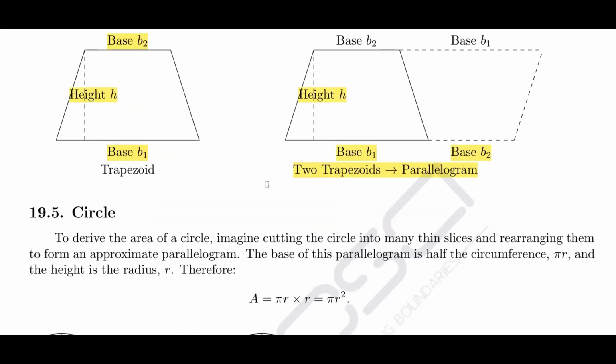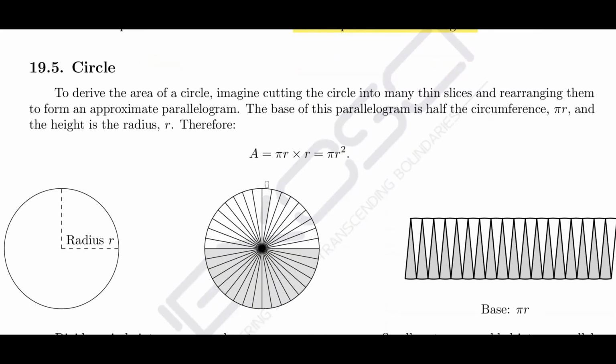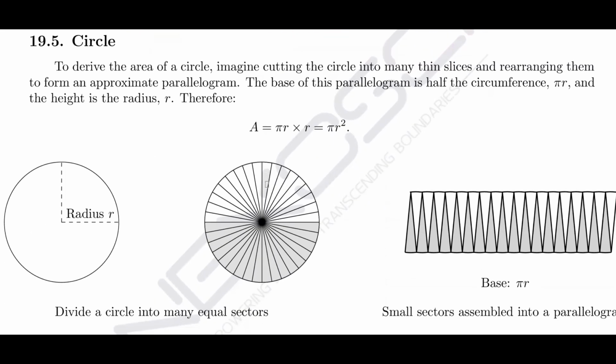Finally, let's talk about the circle. This one is a little different. First, we need to understand a special number called pi. Pi is a constant, and it's the ratio of a circle's circumference to its diameter. No matter how big or small your circle is, if you take the distance around it, the circumference, and divide it by the distance across it, the diameter, you always get the same number, pi, which is approximately 3.14.